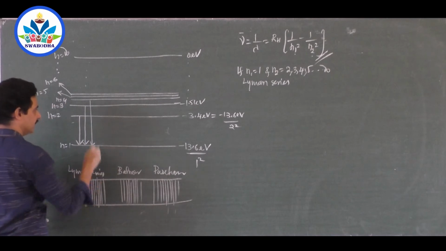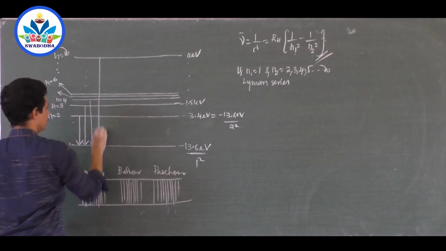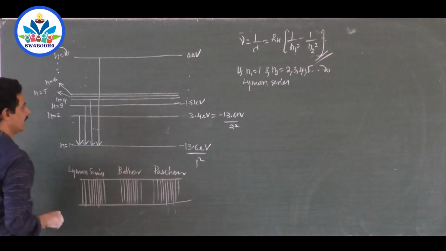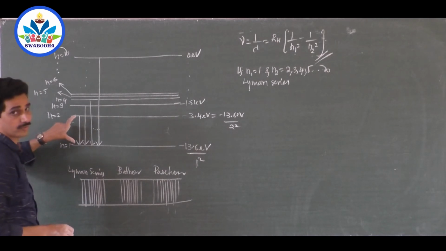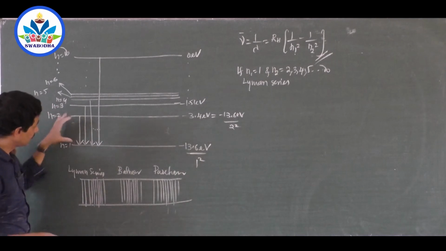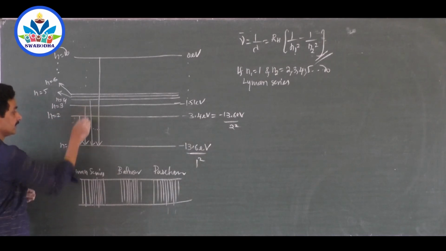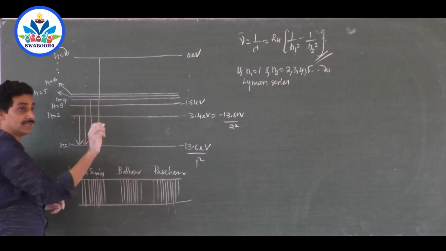So light is emitted. Okay, the last one is infinity to 1, correct? Last one I will indicate. You see, this is least energy, most wavelength. Can you identify? This energy difference is least. This is more. This is the most energy, least wavelength.